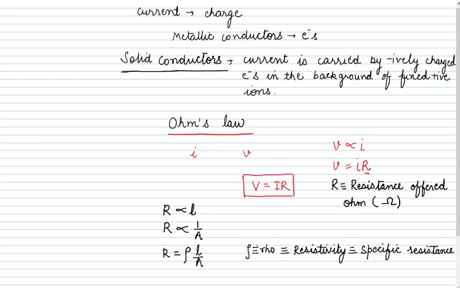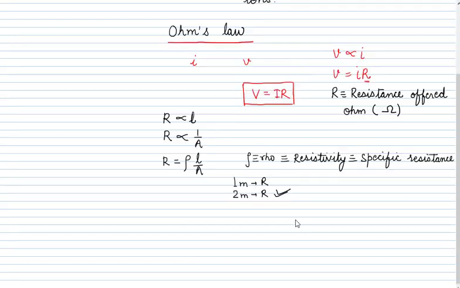And this resistance R does not have a constant value. It depends on the length of the conductor. For example, if you take 1 meter of a conducting wire and calculate the resistance R, and then you just double the length, make it 2 meter, and calculate the resistance, obviously the 2 meter long conducting wire will offer more resistance in comparison to a 1 meter long wire. So the resistance of any conductor varies with its length, and it also depends on its cross-sectional area.